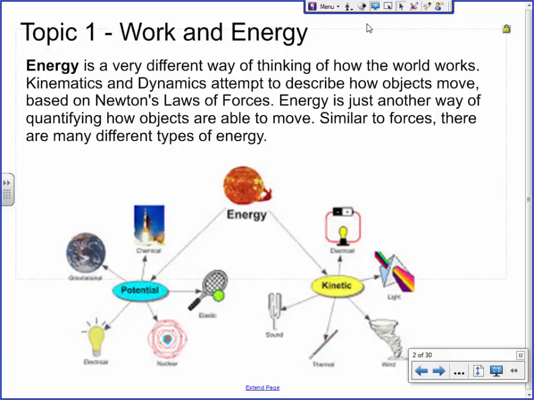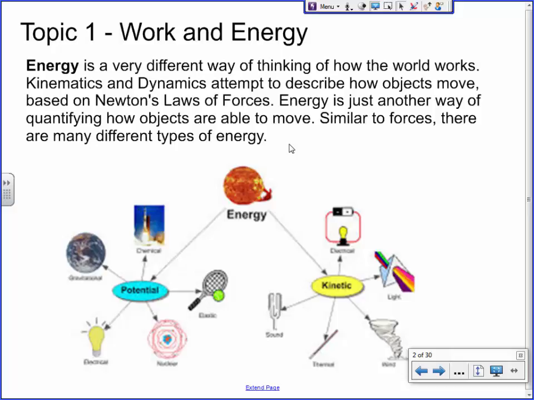Energy is a very different way of thinking about how the world works. Kinematics and dynamics are basically Newton's laws in a way, focusing on forces, velocity, acceleration, distance, all of your basic vector principles. Energy is another similar way, but it's a different approach. You're now approaching it from a less directional point of view, and it's hard because I can't think of another word to use in place of energy. It's from an energy point of view.